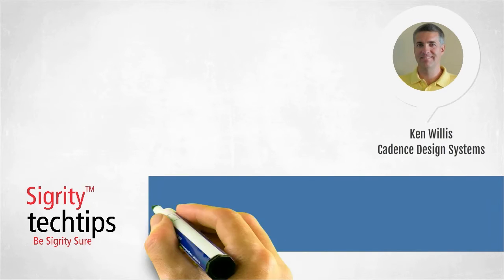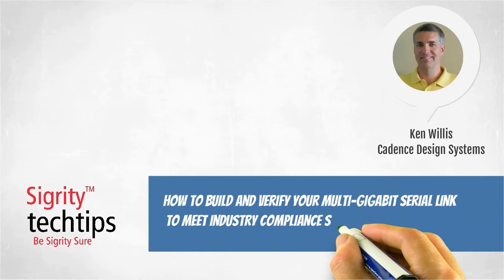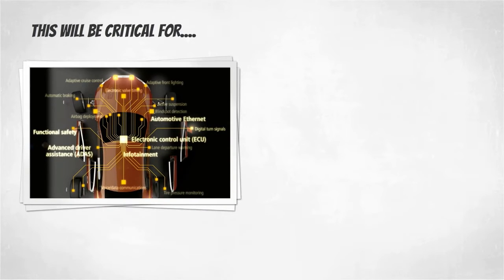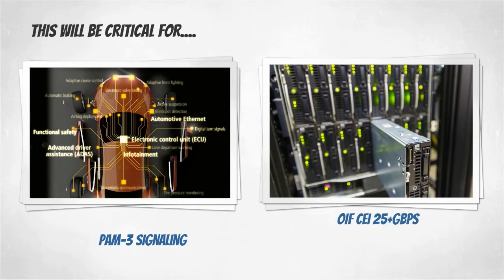Today we bring you another installment of how to build and verify your multi-gigabit serial link to meet industry compliance standards. Our video today will show you how to perform analysis of serial link channels using PAM3 and PAM4 signaling. This will be critical if you're involved in designs with automotive Ethernet, which uses PAM3 signaling, or serial link interfaces such as Optical Internetworking Forum, OIF, or Common Electrical I/O, CEI 3.x interfaces, which use PAM4 signaling.